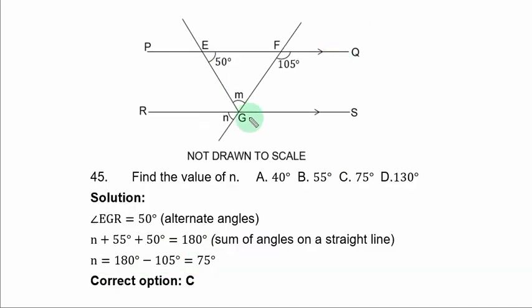Question 45. Find the value of n. Now these three angles are on a straight line. So let's get this place. This angle is equal to 50, alternate angles. So if you add n plus m, and m is 55, plus 50, equal to 180 degrees, n is equal to 180 degrees minus 105 degrees. That is when you add these two angles and you have 75 degrees. C is the correct option.